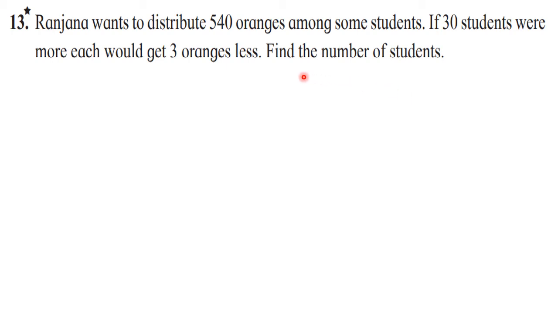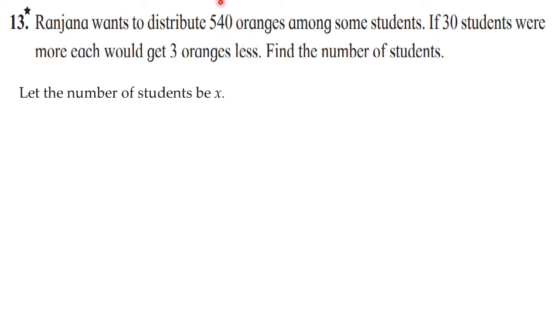So it is very clear that whatever is asked, that we are going to take as x. So you are going to start with: let the number of students be x. It's very easy because only one thing is asked, so there is no question of deciding what to take as x. So here, let the number of students be x.